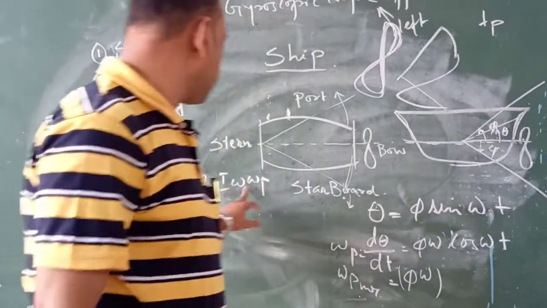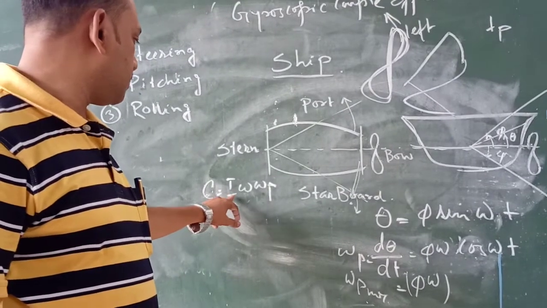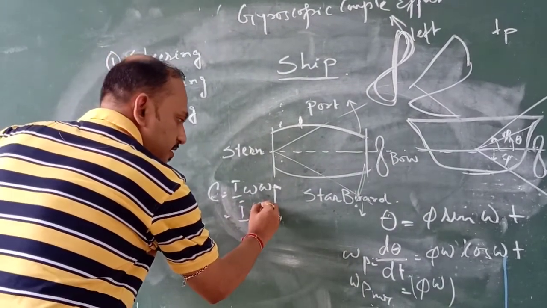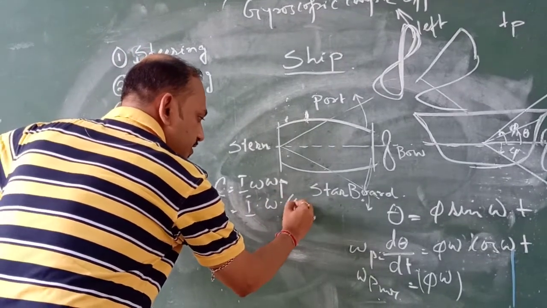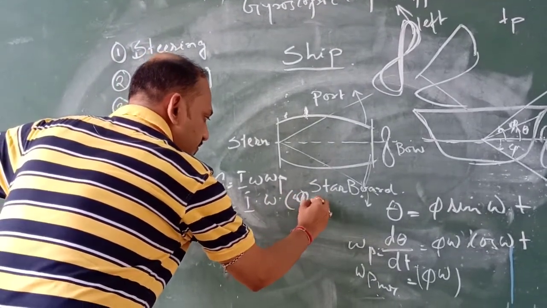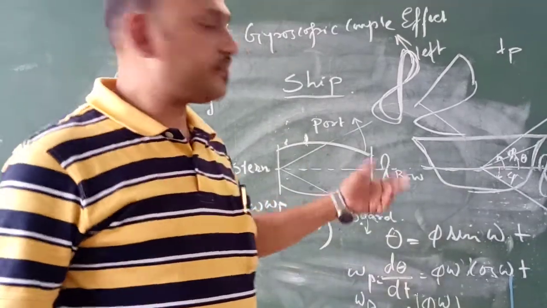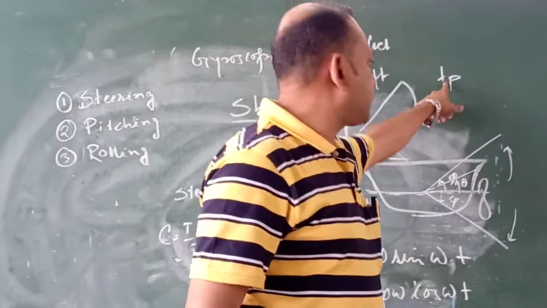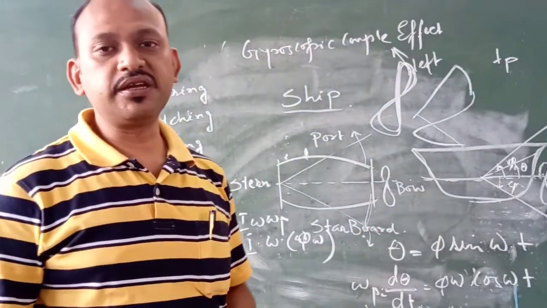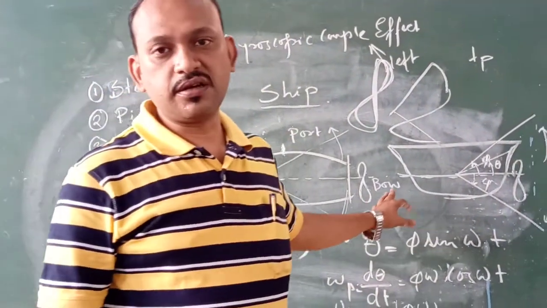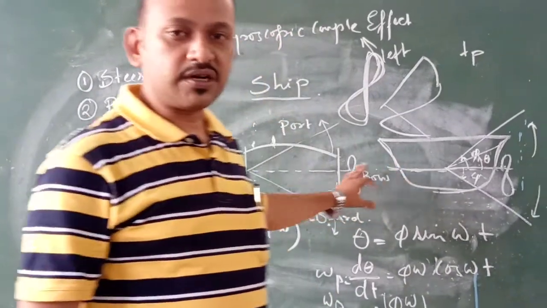So if we put this value, we will get the magnitude of the couple C equal to I into omega into phi omega, so I omega square into phi. After all, we can express phi in terms of time period also. So ultimately we will get the expression. A detailed note about this will be provided in your class.